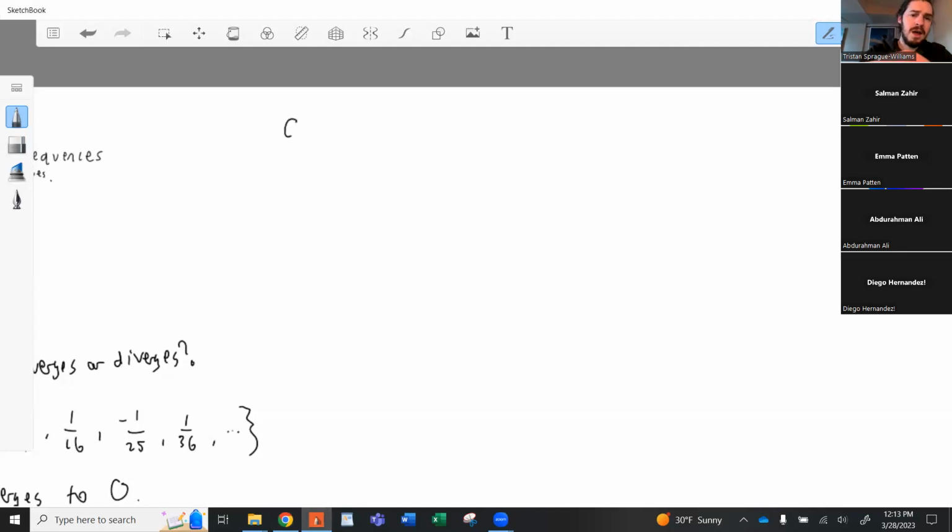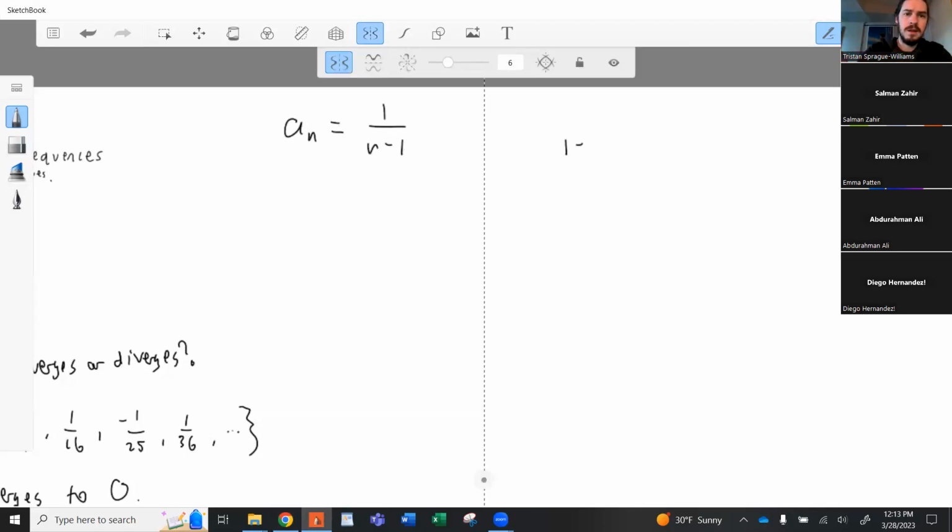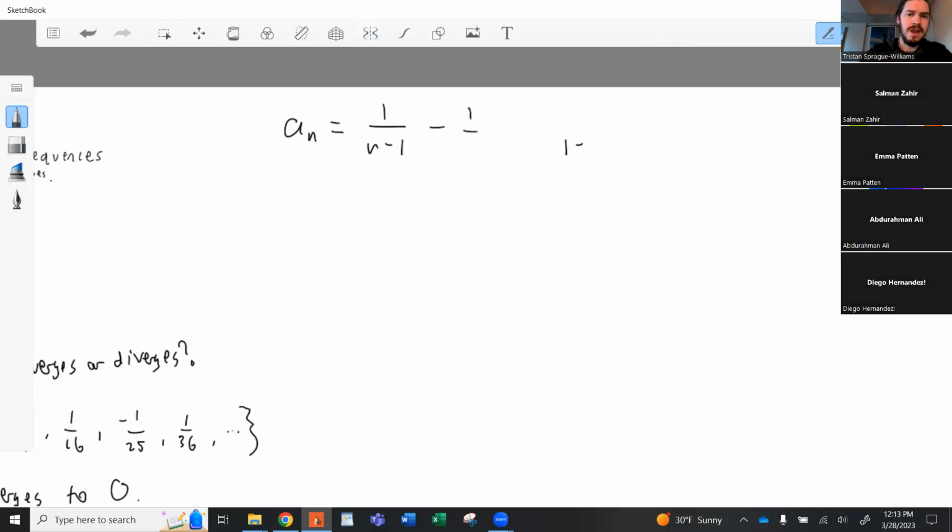Let's say we have a sequence, which is 1 over n minus 1 minus 1 over n. Or equivalently, 1 over n times n minus 1, I believe. Is that right? I think that's right. Yeah, 1 over n times n minus 1. Did we do this one last time? I think we might have. Or no, we did n times n plus 1.